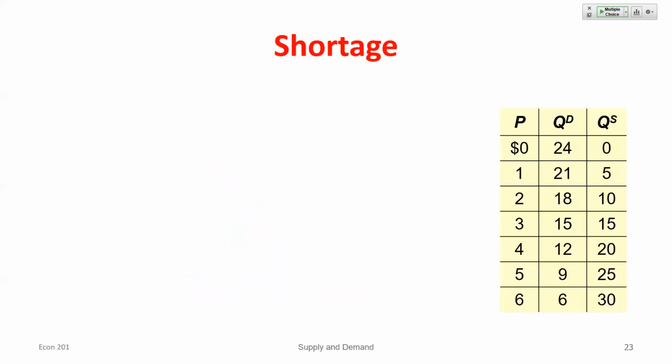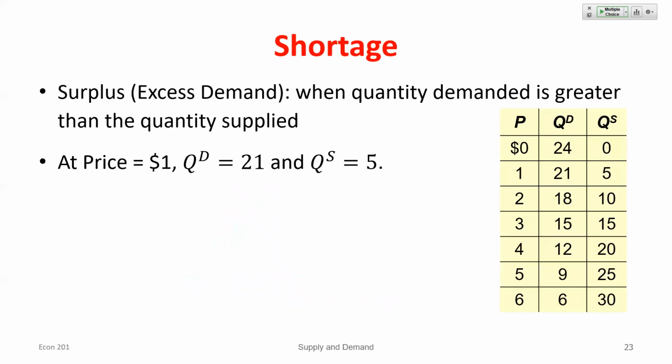You can also think about it from the other direction. Instead of surpluses, maybe we have shortages. Maybe the price is too low. If the price is too low, let's say we're looking at $1, the quantity demanded is 21. If you want to think of this as the number of people who want to buy this good, there are 21 individuals out there who want to buy it, but the producers are only providing 5 of this good to the market. We would say there's a shortage.